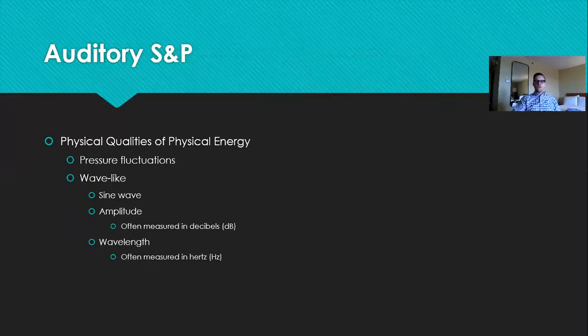Now, let's talk a little bit more about those physical qualities. So remember that the physical energy that we perceive as sound is pressure changes, or fluctuations in pressure. Now, the majority of the time, because we're hanging out in air, it changes in air pressure. Before I get into plotting that, remember that the changes in air pressure are alternating bands of compression, where the air molecules are tightly packed together, and rarefaction, where the molecules are kind of pulled apart.